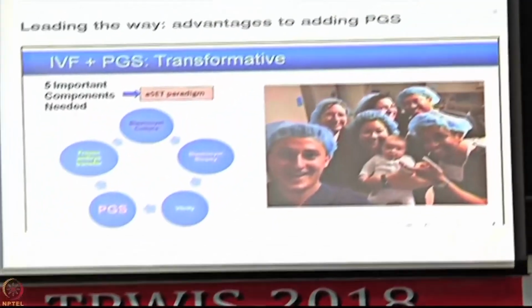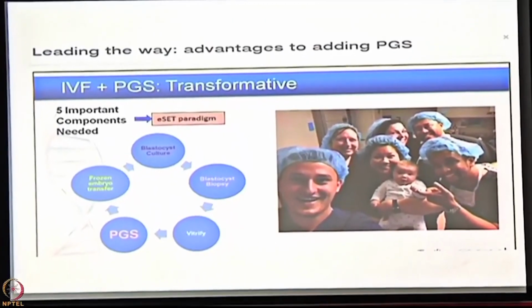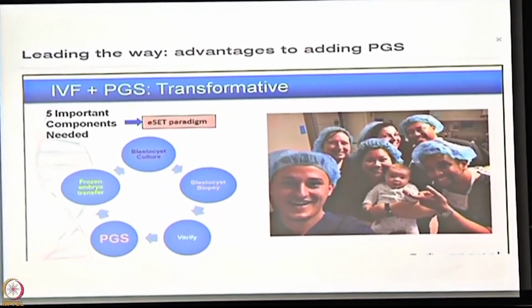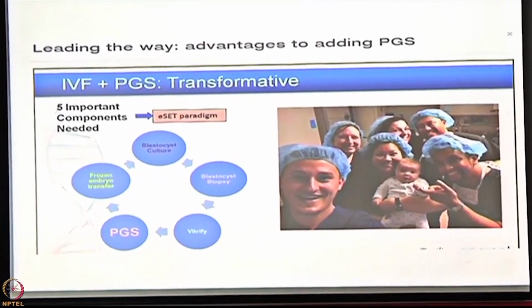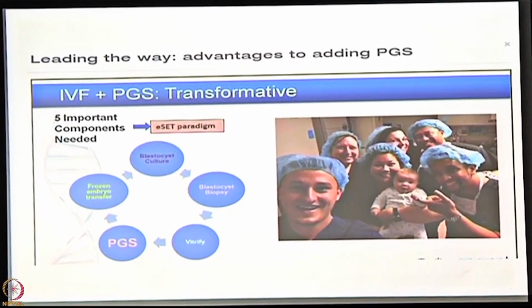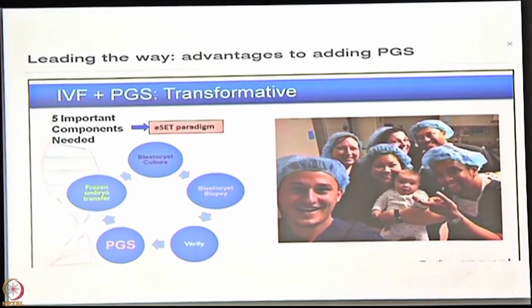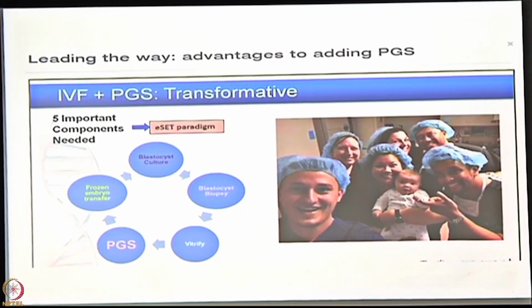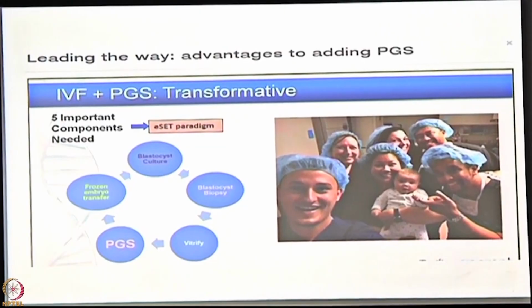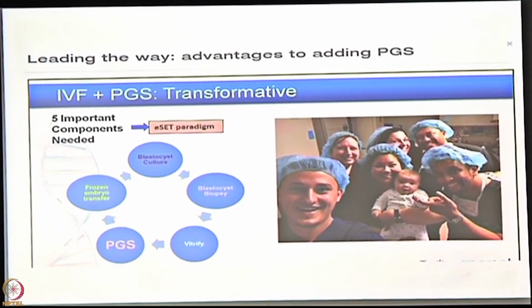Doctors do blastocyst culture, biopsy and freezing of the embryo, but in India they skip the PGS, preimplantation genetic screening. After freezing, the embryos are taken and used for IVF, so they use 3 to 4 embryos and directly implant. What we are telling doctors is to do the PGS, identify the good embryo, and implant only that one, so the couple gets only 1 kid.